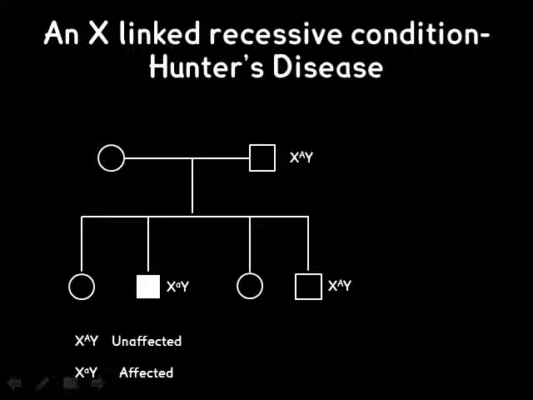And we also know that both boys must have inherited their Y chromosome from their father. So therefore they must have inherited their X chromosome from mum, and mum is unaffected, so we know that she must have at least one X big A. However, the presence of the affected child tells us that she's also carrying the X small a.